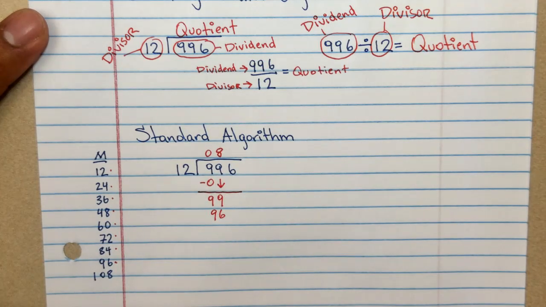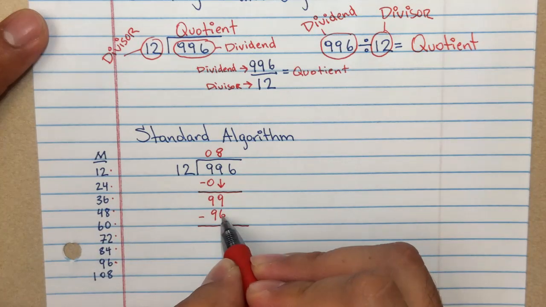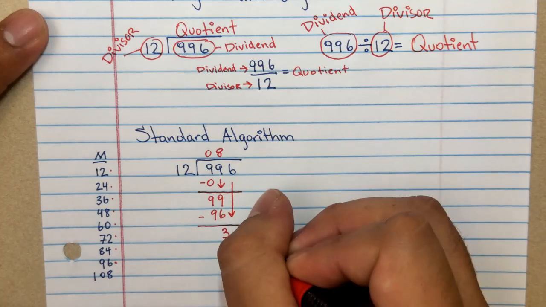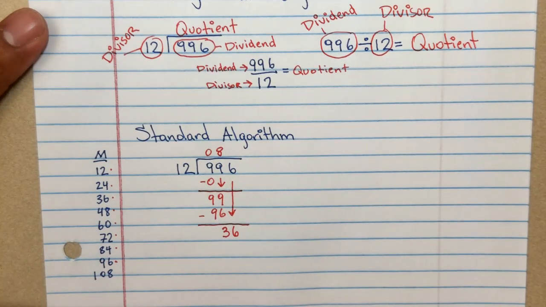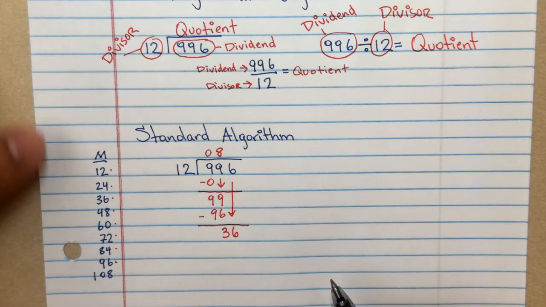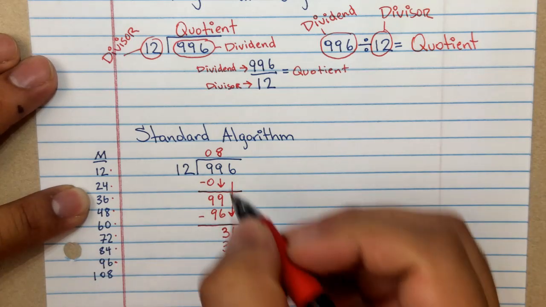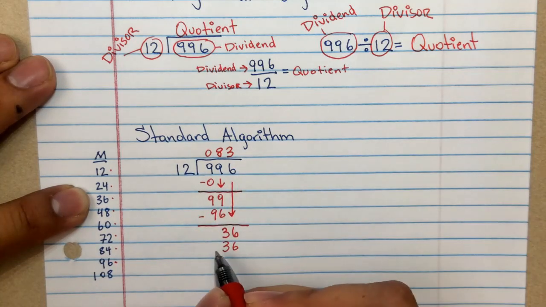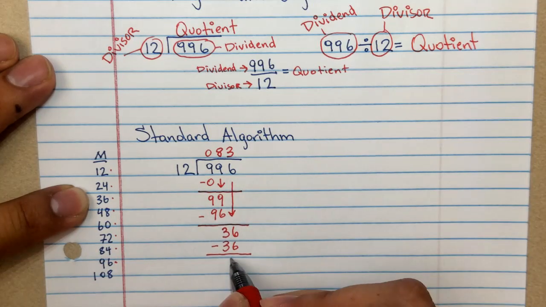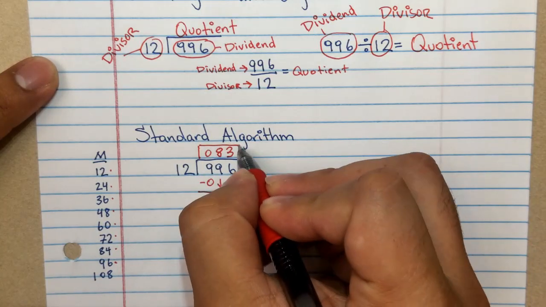Alright. I subtract the difference here. 9 minus 6 is 3. Bring down the last digit, which is 6. Now, can 12 go into 36 according to this list? Yeah. Is there an exact number? Yeah. How many times did I go down the list to get to 36? 3 times. Now, there's no more numbers to bring down, so this is absolute 0. And now my quotient here is 83.